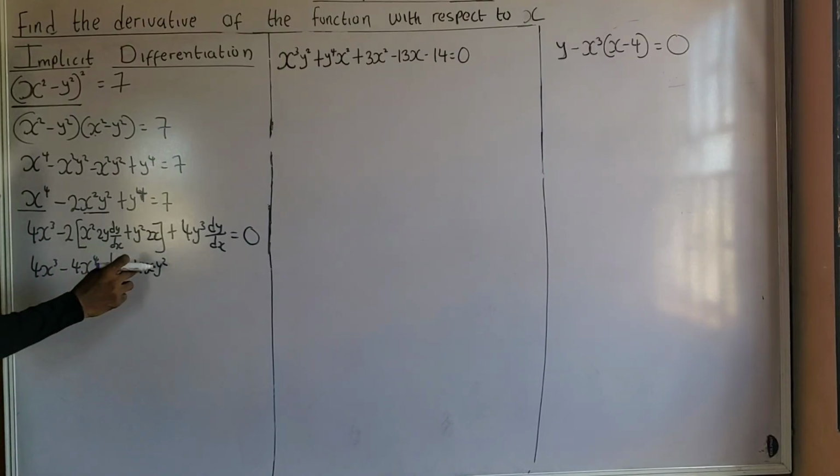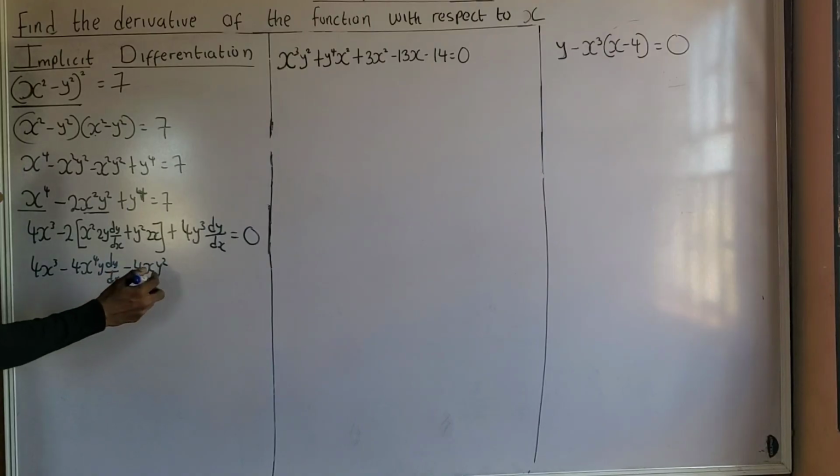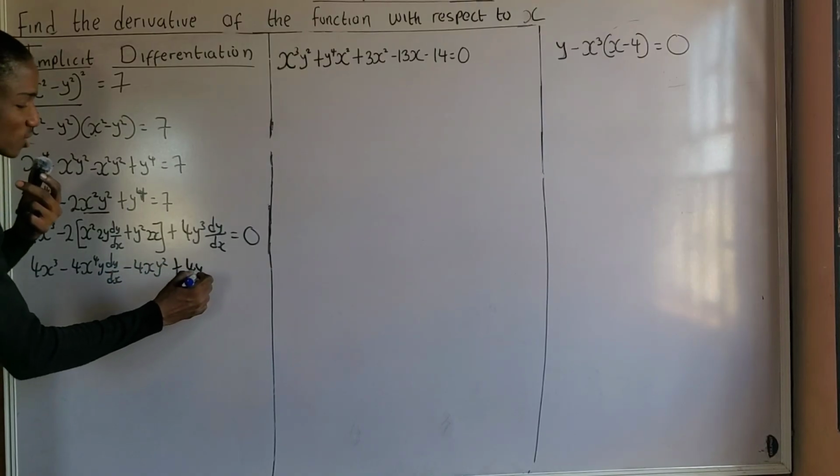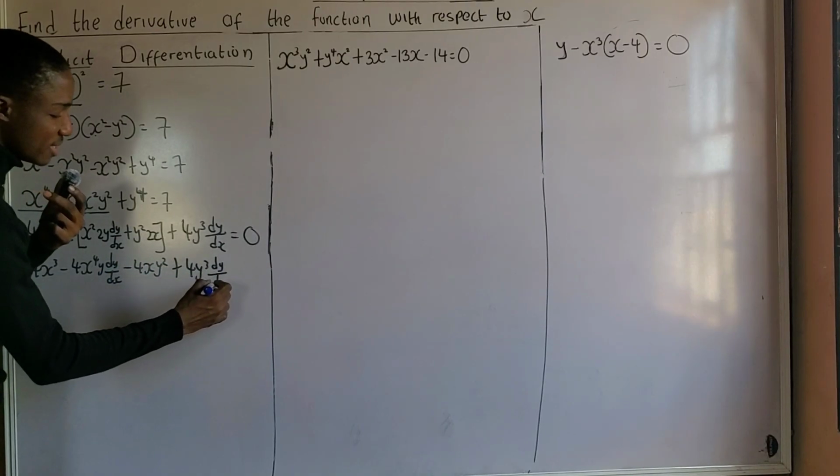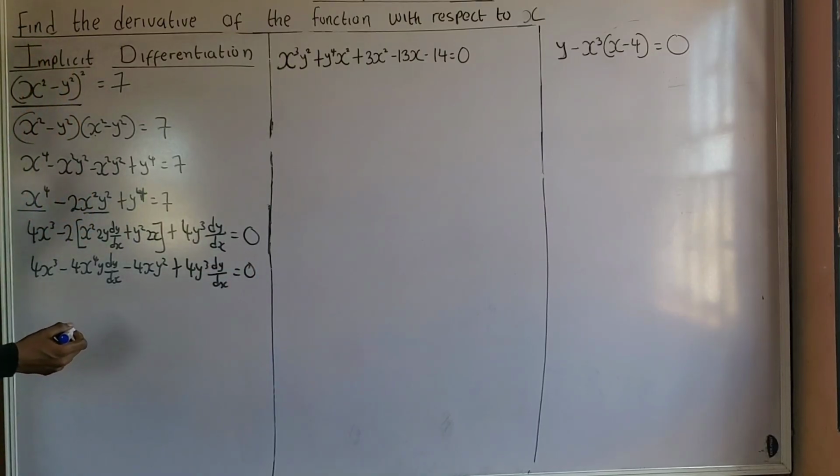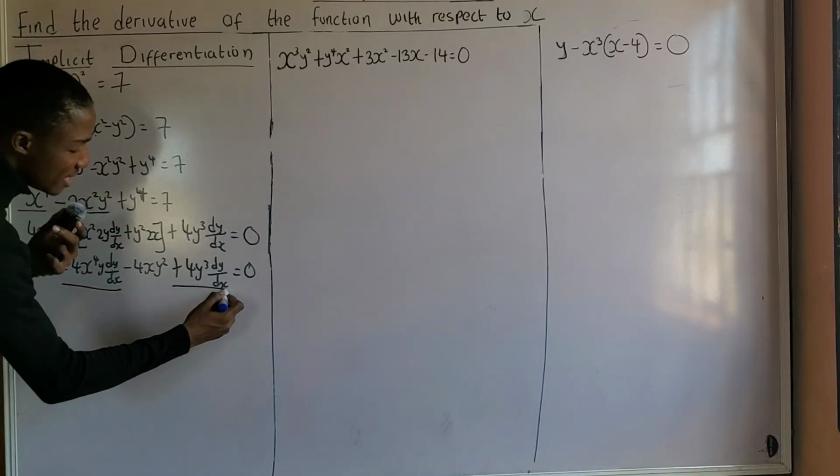Minus 2 times this. That will be minus 4xy raised to the power of 2 plus 4y raised to the power of 3, dy over dx, whole over dx equals 0. Do you understand? Now the next step is that you have to separate the term that is attached to dy over dx. In this equation, dy over dx is attached to this, and to this.